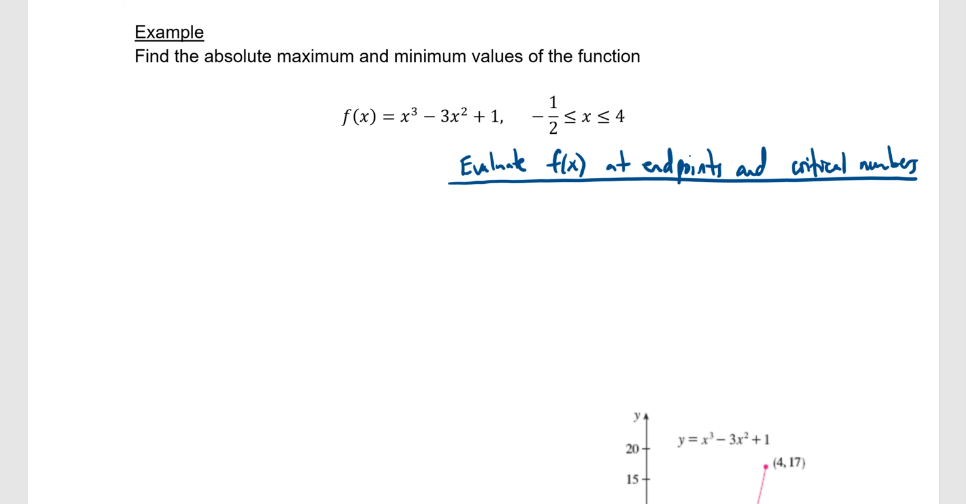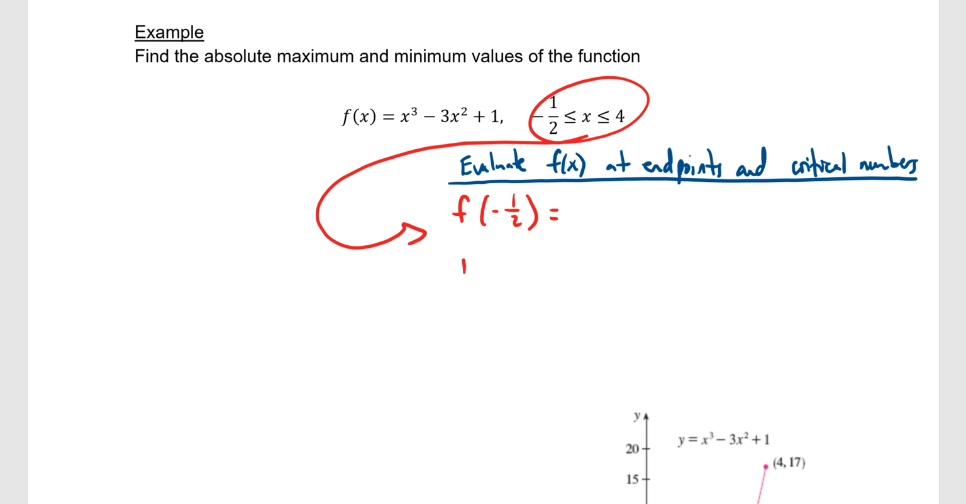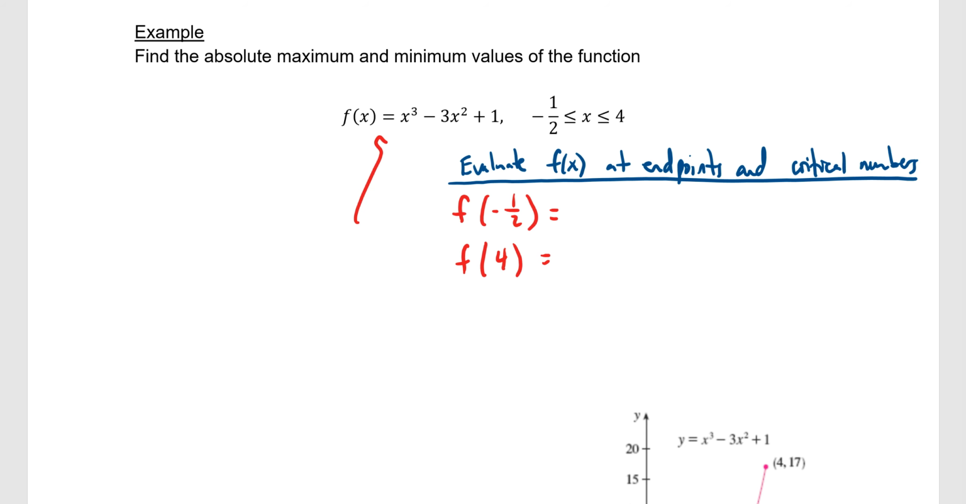I like to start by just writing this because this is kind of the whole point of it. Evaluate f of x at the endpoints and the critical numbers. The reason why I kind of start here is because you're always going to have the endpoints. So we need to evaluate f of -1/2 and f of 4. And to do that, we just plug them in the function, right? So -1/2 cubed minus 3 times -1/2 squared plus 1. And simplifying that and getting common denominators, we end up getting 1/8.